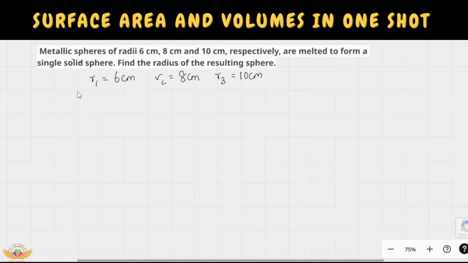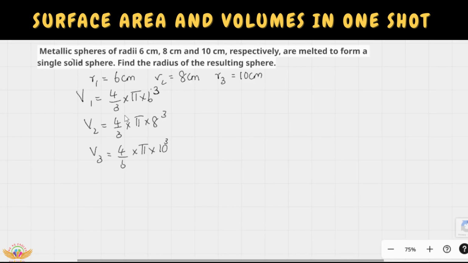And now let us find out the volume of the first sphere. That is equal to 4 by 3 pi r cubed. Yes, 4 by 3 into pi into r1, which is 6 cubed. This is the volume of the first sphere. Let us find the volume of the second sphere: 4 by 3 into pi into 8 cubed. Volume of the third sphere is 4 by 3 into pi into 10 cubed. Done.